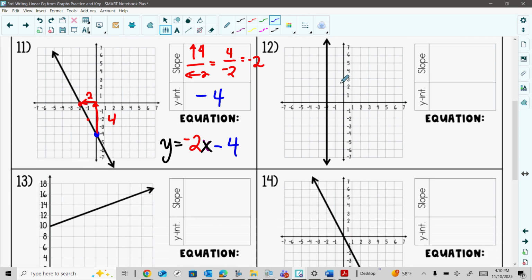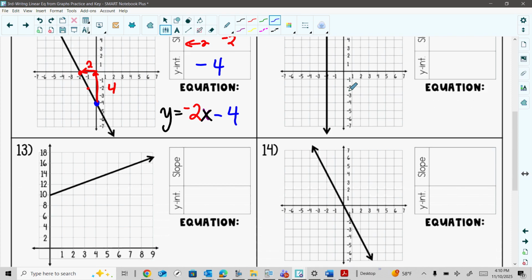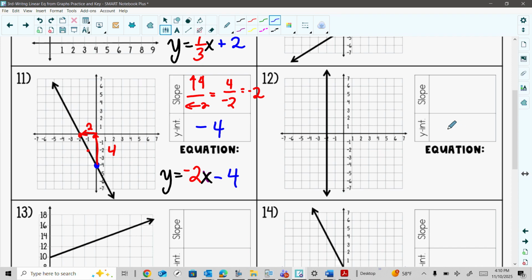I'm going to talk about 12 here. And then remember on 13, watch your scale. But on 12, there is no y-intercept. This black line never touches the y-axis. So there's no y-intercept. This is a vertical line, and a vertical line has an undefined slope. You just got to memorize that fact. I'll give you a little acronym to help you. This vertical line touches only the x-axis at -2, so the equation is x equals -2.